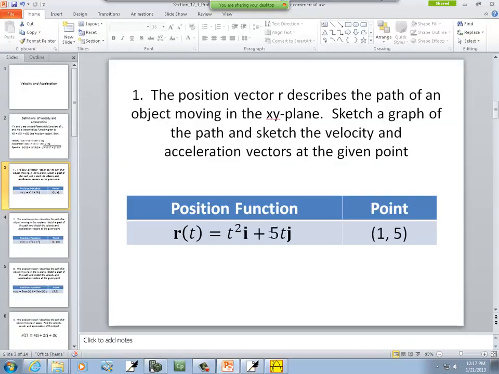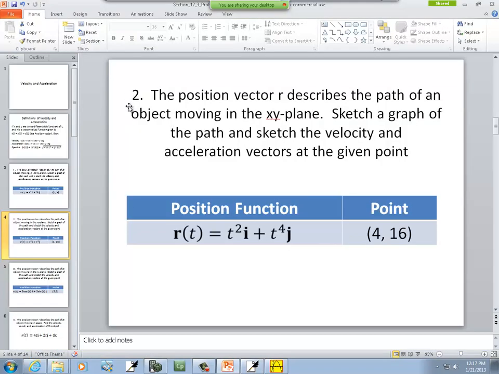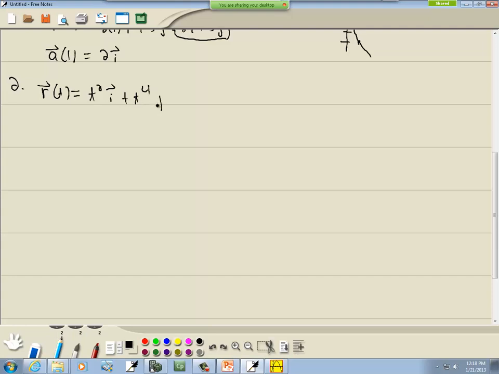Let's look at our next problem. Okay, so we've got r of t is equal to t squared i plus t to the 4th j. Okay, sketch of it. Well, we've got x is equal to t squared and y is equal to t to the 4th. Now y is equal to t to the 4th. I could rewrite that as t squared times t squared. And over here we said t squared is equal to x. So this is y is equal to x times x, or y is equal to x squared.